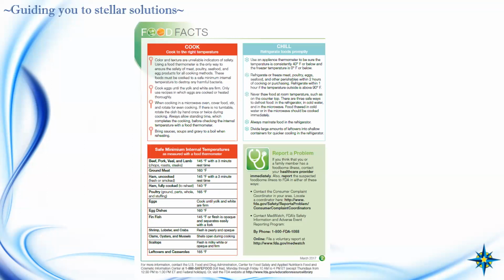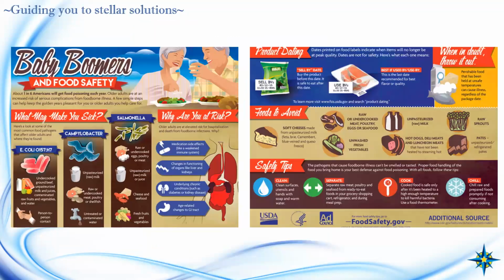And this is just the back of the food facts. This is food safety. Making sure that you're not at risk for foodborne illnesses, another good one that I found from the USDA. Again, something that you can put out. Now, the big things that we can get from foodborne illnesses are E. coli, Campylobacter, and Salmonella.